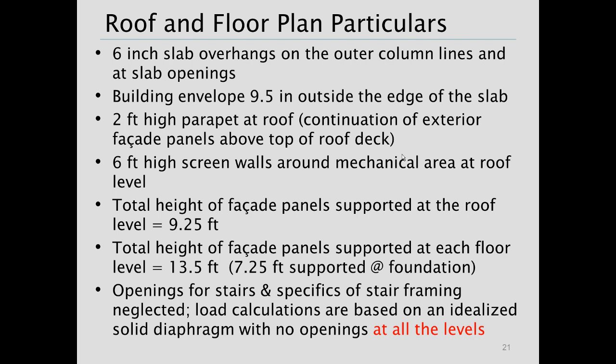Around the mechanical area at the roof, we've got 6-foot-high screen walls that are basically the same type of elements as what we're using for the facade. Total height of the facade panels supported at the roof we're taking as 9.25 feet. Total height of facade panels on all the other floors is 13.5 feet. So the facade panels aren't quite centered on each floor level. In terms of the vertical weight that's supported, it gives us 7.25 feet that would be supported at the foundation level.